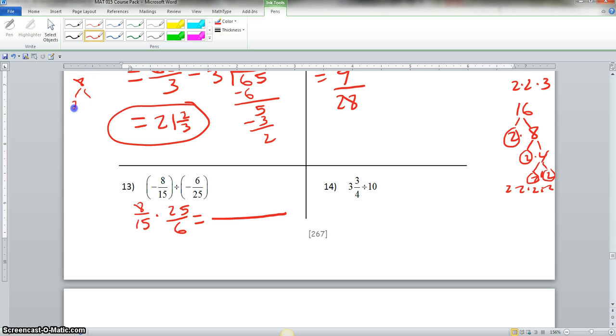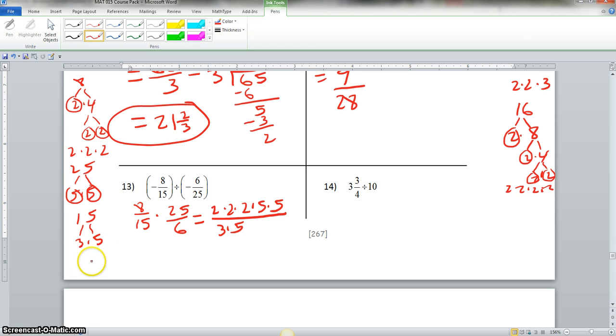We have 8 here, it'll be 2 and 4. 2 is prime, and 4 breaks down to 2 and 2. So we will have 3 2's. So 8 breaks down to 2 times 2 times 2. 25 breaks down to 5 times 5. So we'll write 5 times 5 for our 25. Now in our denominator, 15 breaks down to 3 times 5. And finally 6, it breaks down to 2 times 3.